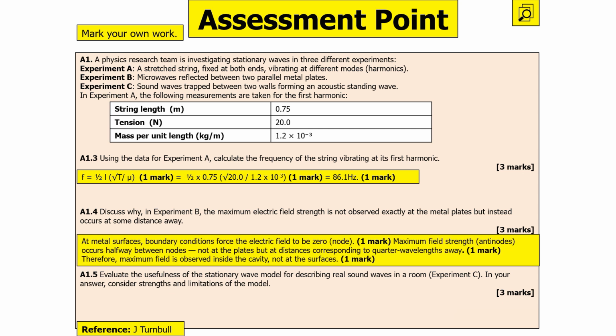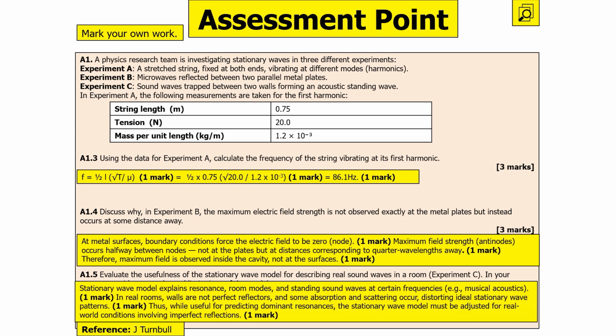Now in metal surfaces, the boundary conditions will force the electric field to be a node, because at the ends of the wave pattern there must be nodes. So the maximum field strength, the antinodes, occurs halfway between the nodes, not at the plates, but at distances corresponding to quarter wavelengths away. So therefore our maximum field is observed in the middle of the cavity, not at the surfaces.